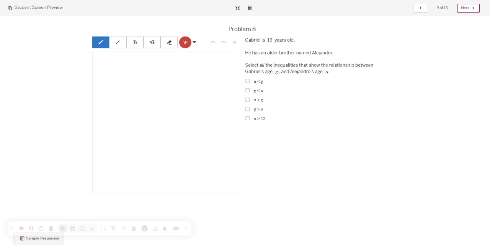You've got Gabrielle is 12, and her older brother means that it is like that. That one there. And then, anywhere where A is bigger is going to be true. And then we know that she's 12, so this is also true. Anywhere where 12 is less than A would be the same as this.